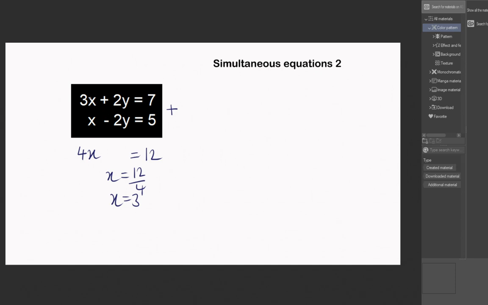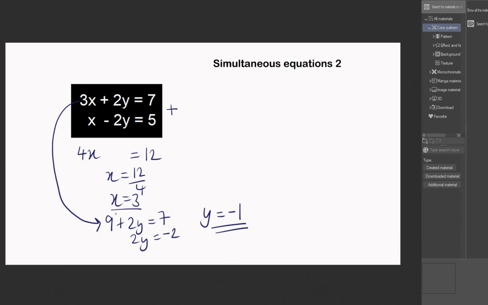We still need to work out the value of y, so just choose one of the equations. I think I'll choose the top one this time. So 3x plus 2y is equal to 7, but we know now that x is 3. So 3 times 3, that's 9, plus 2y equals 7. So 2y equals, well, 7 take away 9 is minus 2. So that's telling me that y is equal to minus 1.